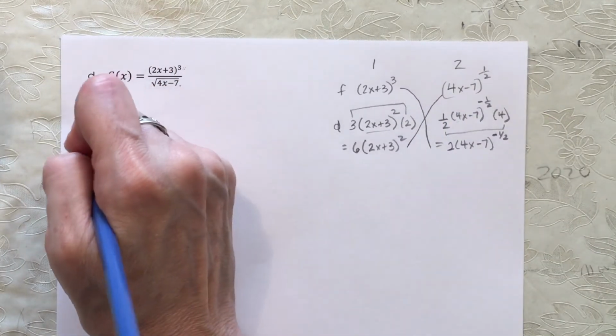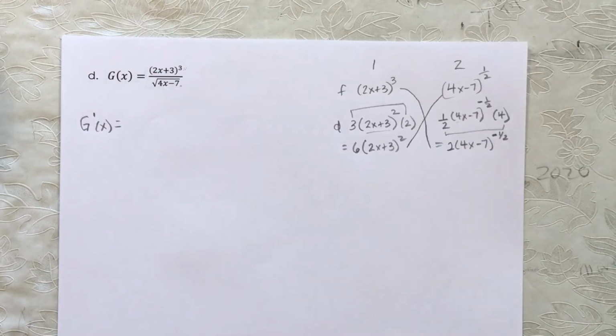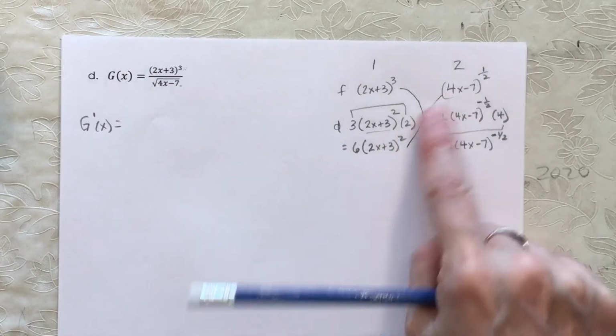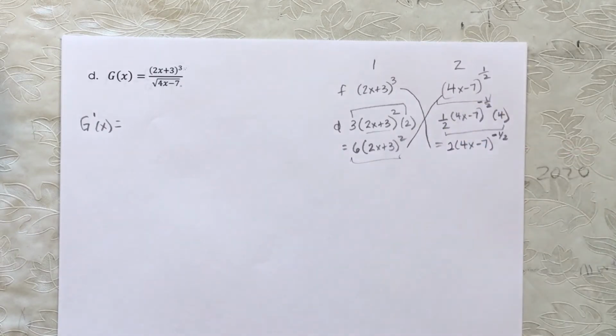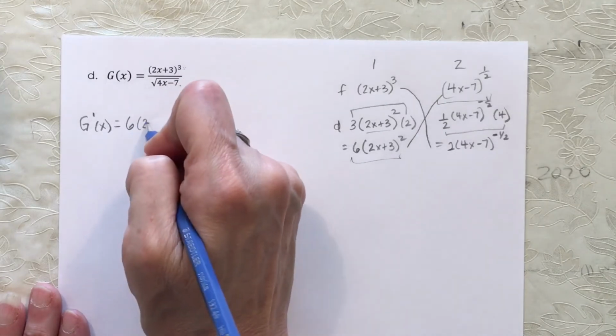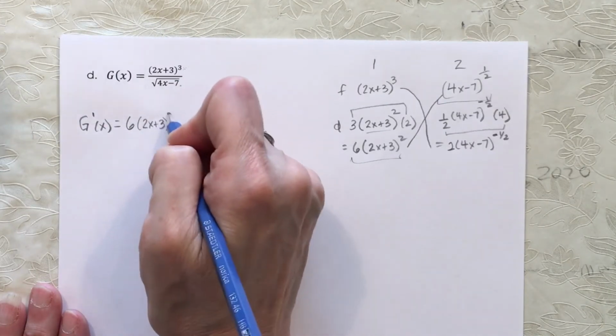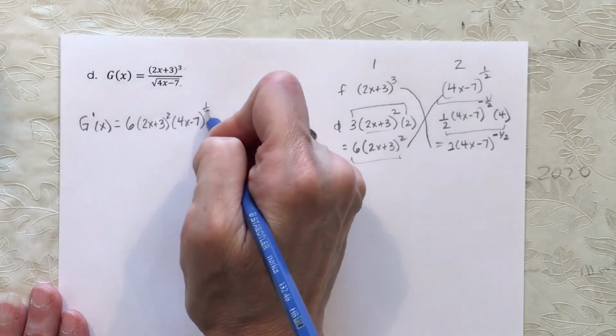So then I'm going to do my quotient rule. So g prime at x. For the quotient rule, it's derivative of the first times the second. So look at both of them. Do either of them have a monomial? Yes. So that's going to go first. 6 times (2x + 3) squared times (4x - 7) to the half.